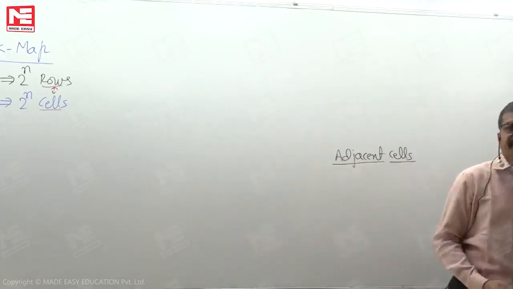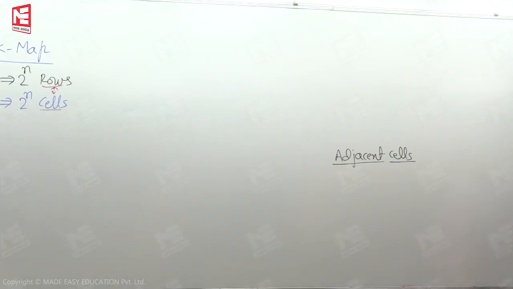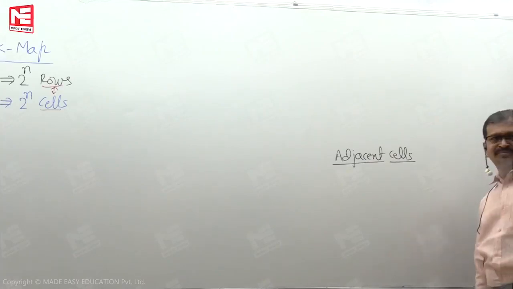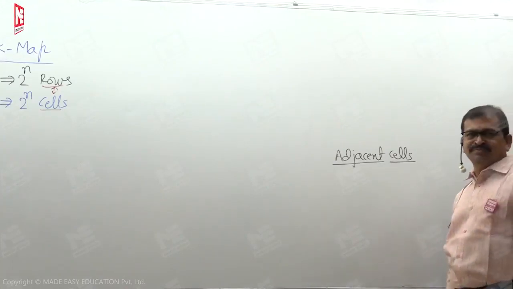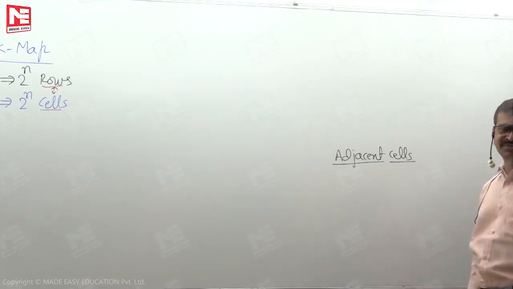Note down. If any two cell products differ in only one variable, such two cells are said to be adjacent cells.